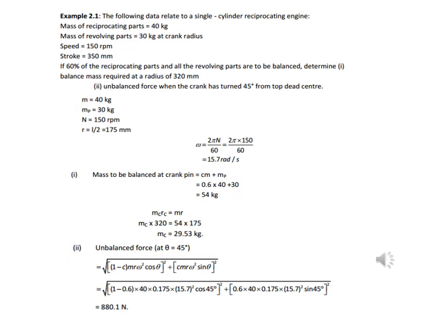So you jot down all the values. M is equivalent to 40 kg. The mass for the revolving parts, MP, is 30 kg. The speed is 150 rpm. And then the radius, which is L over 2, is equivalent to 175 mm. This is related to the previous slide, how to get R equal to L over 2. Then you can calculate the angular velocity. You need to change rpm into radian per second, so the angular velocity omega is equal to 15.7 radian per second.